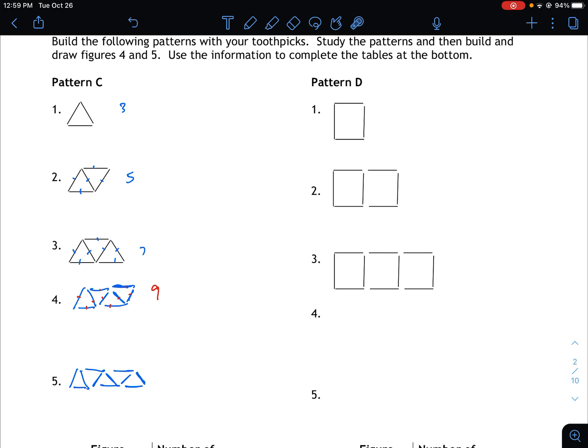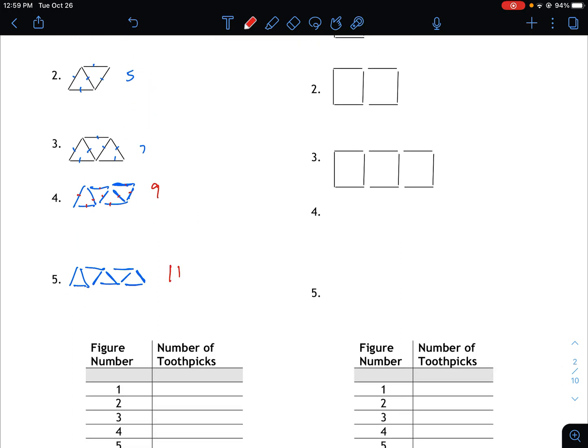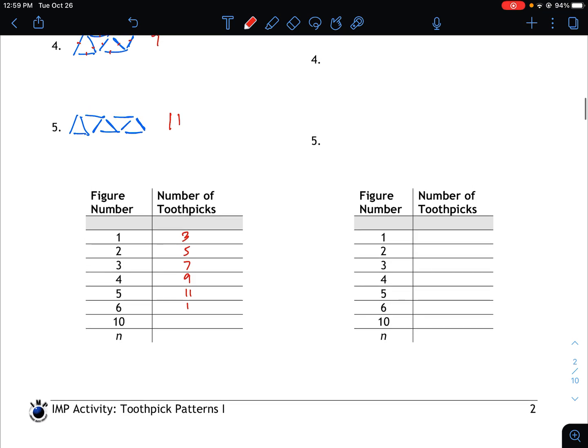And what is the change? How much is it going up each time? Looks like I need another 2 toothpicks every time. So the first one had 3, and then every other one had 2 more. 5, 7, 9, 11. So how much would the 6th figure have? It'd have 13. How much would the 10th have?